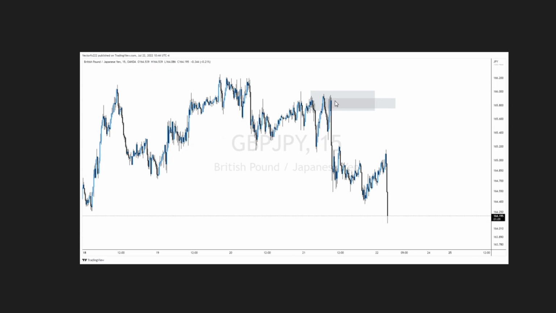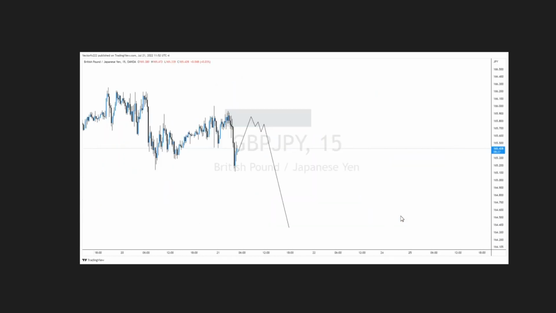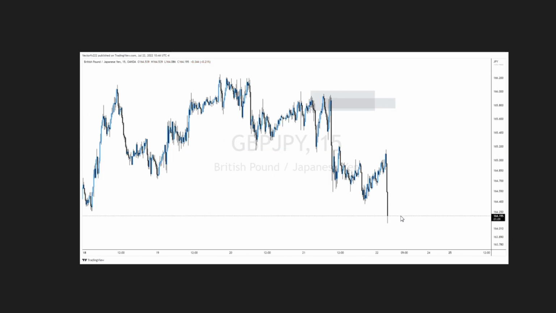I had a lower time frame entry here, but I'm not going to share that here because I didn't share it with the community. But we could see price made it into the range and then eventually came down nicely as we were expecting. Okay, so that was from the RIMC model, the range initiation mitigation continuation model, and we could see how price nicely mitigated the range and then continued downwards.